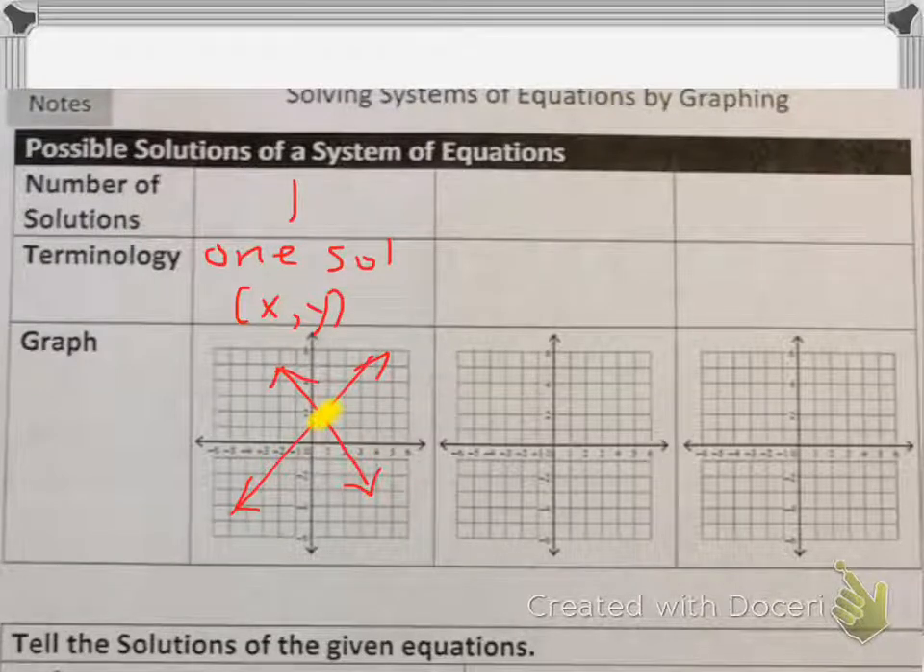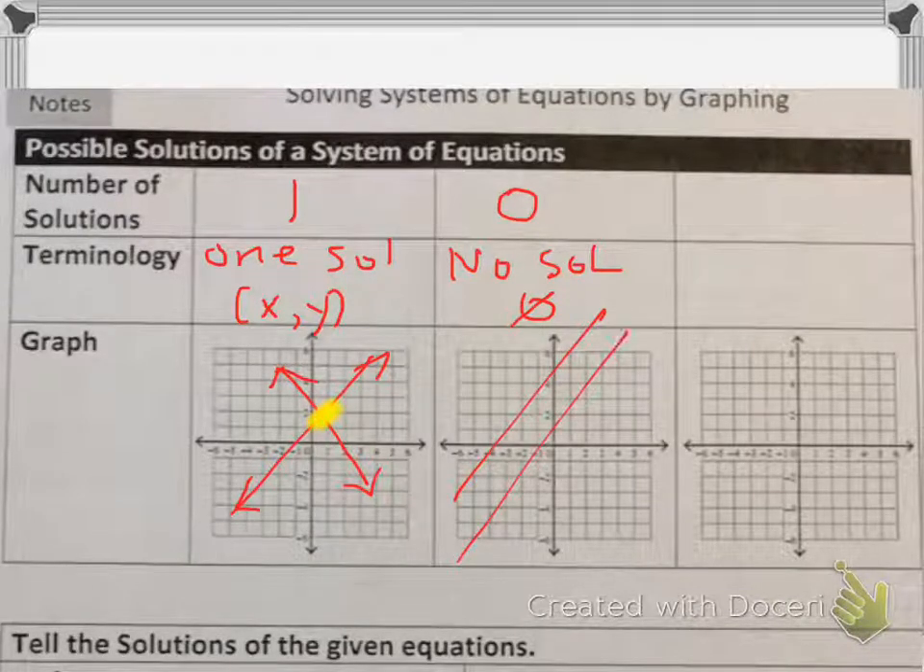Another thing that we can have happen is that we can have zero solutions. The terminology for that would be no solution. In math, we sometimes use that zero with a line through it to represent no solution. And when will that happen? That will happen when we have two lines that are parallel to each other that will never touch or cross each other. So two parallel lines are going to make no solution.